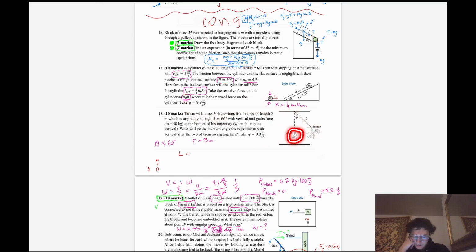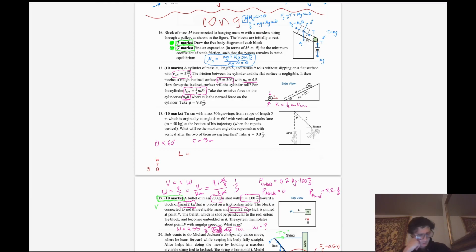Then, exactly at this moment, he grabs her and he increases the mass. It's now the mass of Tarzan plus the mass of Jane. And the velocity stays the same, I think. But then how do we get the angle?